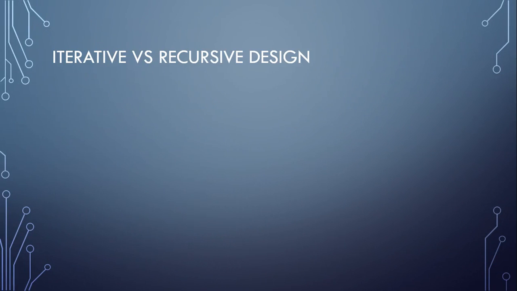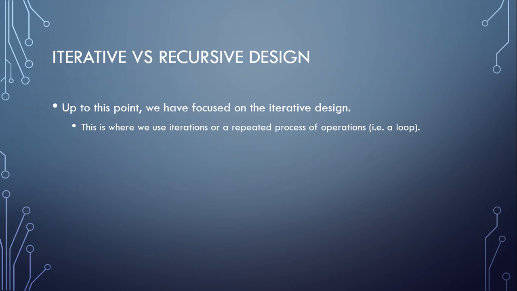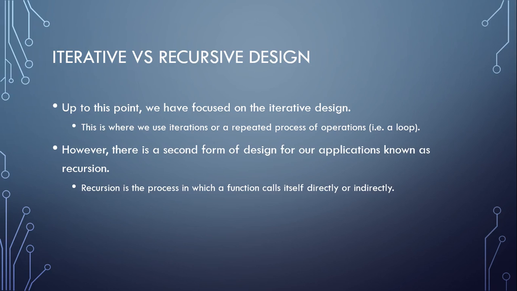So first thing we have to remember is the iterative versus recursive design. Up to this point, we've kind of focused on the iterative aspect. This is where we use iterations or repeated process of operations. For example, loops. Loops are a great example of an iterative approach because we can do things over and over again. However, there is a second form of design for applications, which is known as recursion.